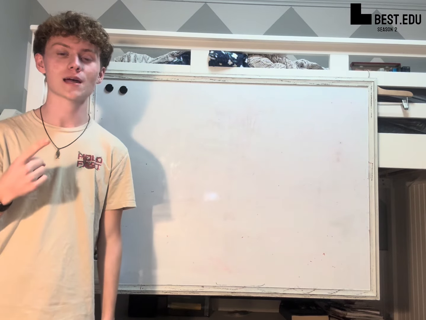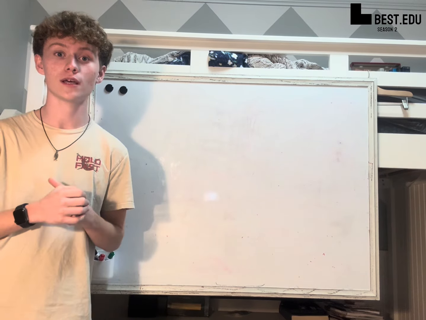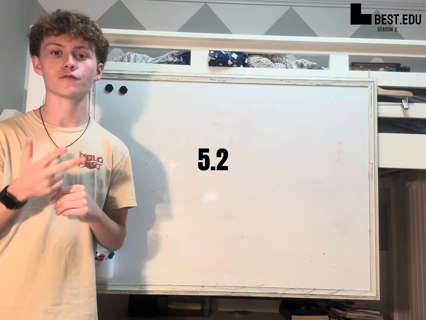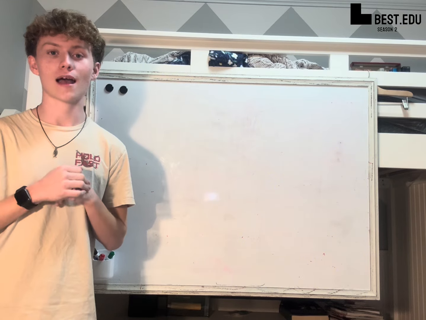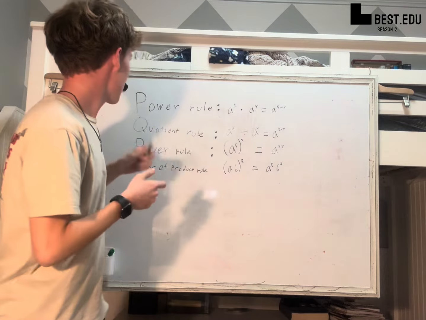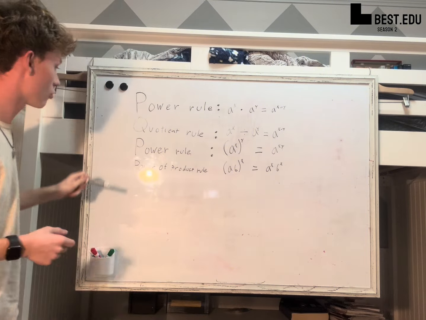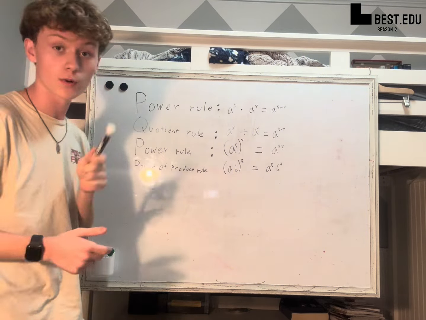This is going to be the first episode and we're going to be going over Unit 5.1, 5.2, and 5.3 for Algebra 2. So, pretty simple. Power rule, quotient rule, power product rule. That took me a while to memorize, but we're going to get it down.